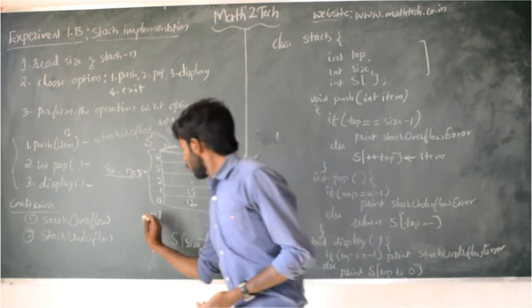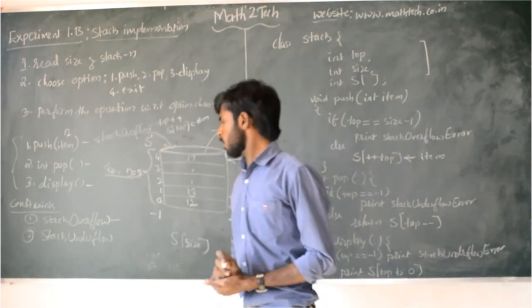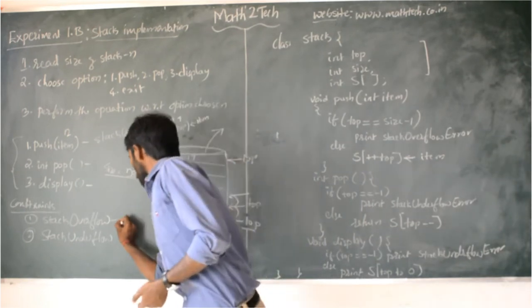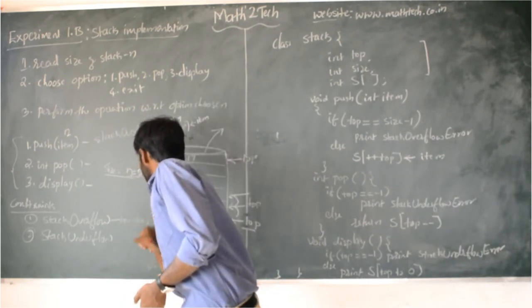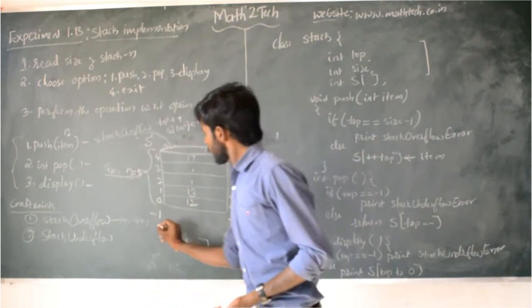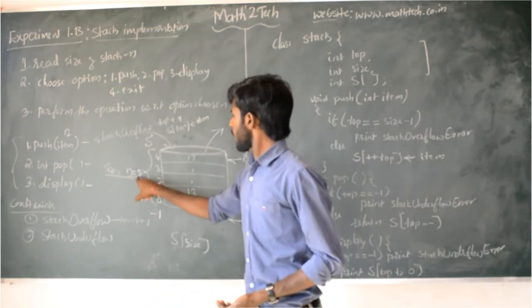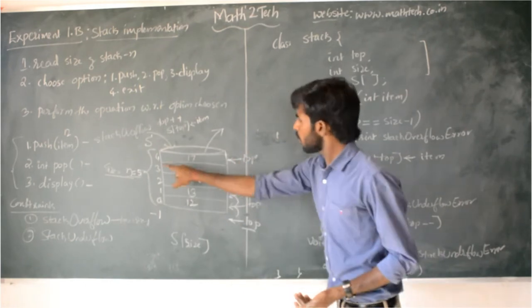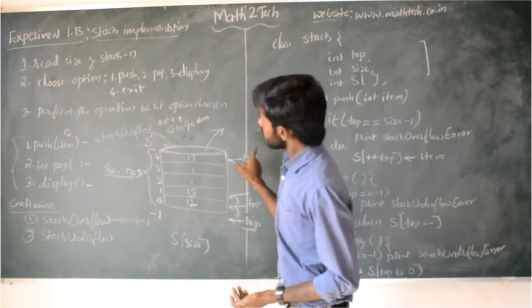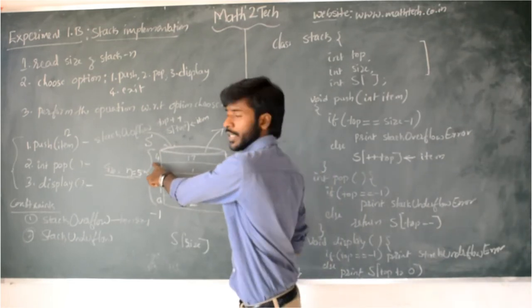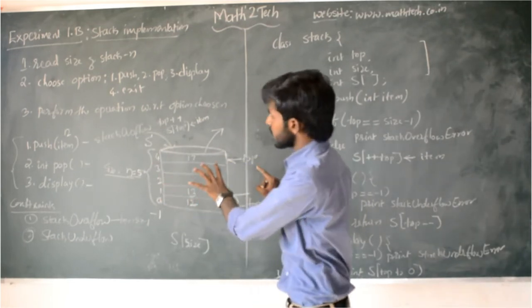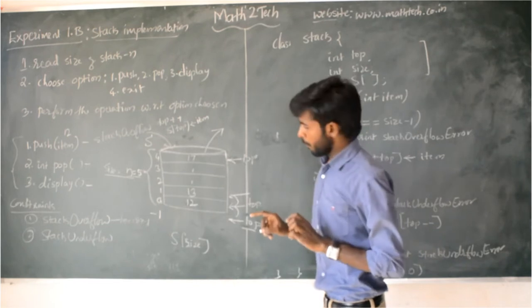How to check stack overflow here? When will the stack be overflow? When the top element is equal to size minus 1. What is the size? 5 minus 1 is 4. What is the top element? 4. If the top is equal to size minus 1, the top is pointing to the index size minus 1, then I can say that the stack is full.